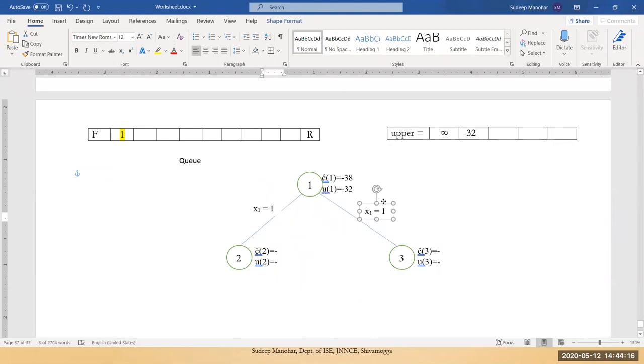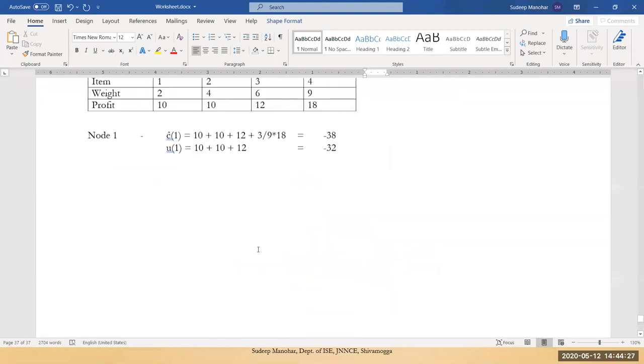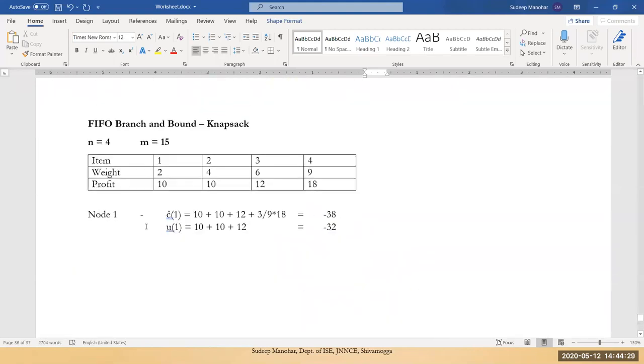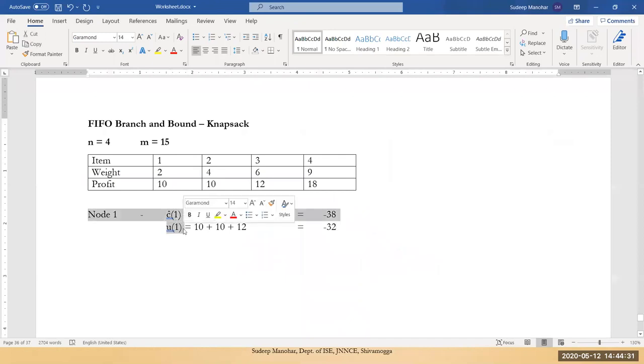What about the right branch? It is x1 is equal to 0. That means don't consider item number 1. So while considering item number 1, what is the value of C and U? We have to calculate. So node number 2 is where item number 1 is considered.